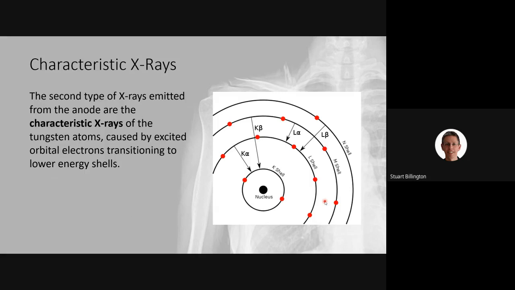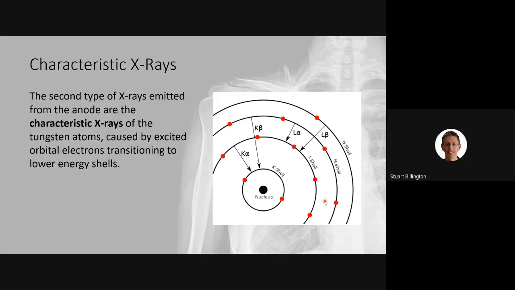So if you look at the ones labeled K, you could find two different electrons falling down into the ground state. The one labeled K alpha has fallen down from the first excited state, the first shell above the ground, whereas the one labeled K beta has fallen down from the second shell.